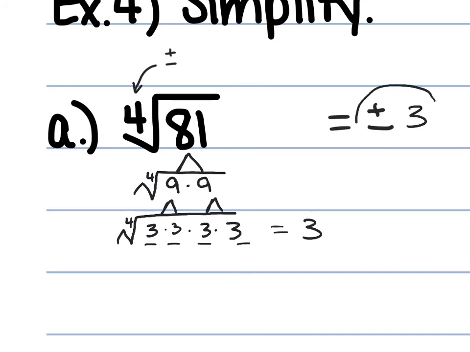Plus or minus 3. Because remember, negative 3 times negative 3 would be positive, times another negative 3 would be negative, but then another negative 3 would turn it back positive. So as long as there's an even amount of negative numbers, it'll turn it positive.